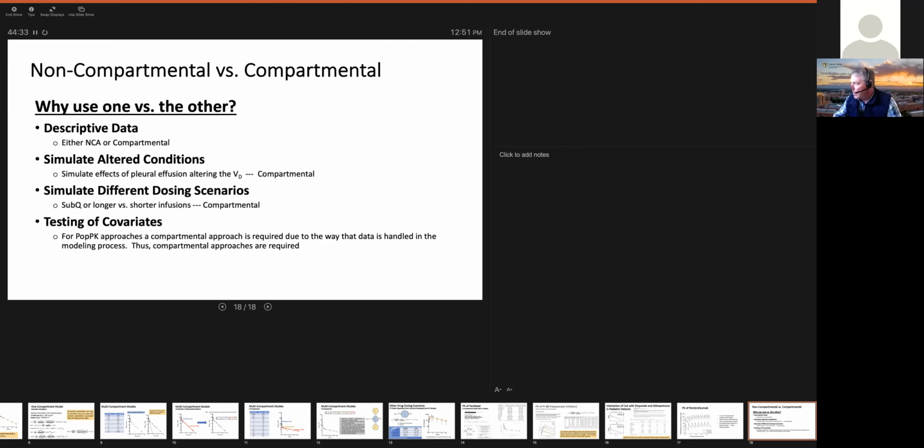Okay. All right. What I hoped I convinced you of is that compartmental modeling is not just a curve fitting exercise, but there's a lot that we can learn from the pharmacology and the medicine associated with these that allows us to start to do some simulations.